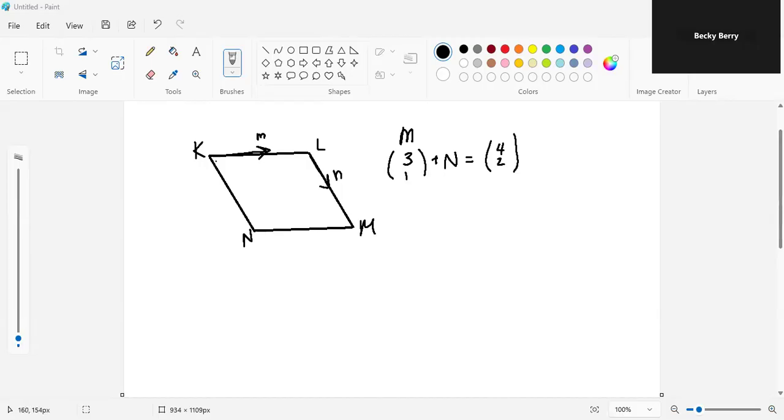KLMN is a rhombus. A rhombus has opposite sides parallel and all four sides the same length. We have that KL is the vector m and LM is the vector n. What then is KN?